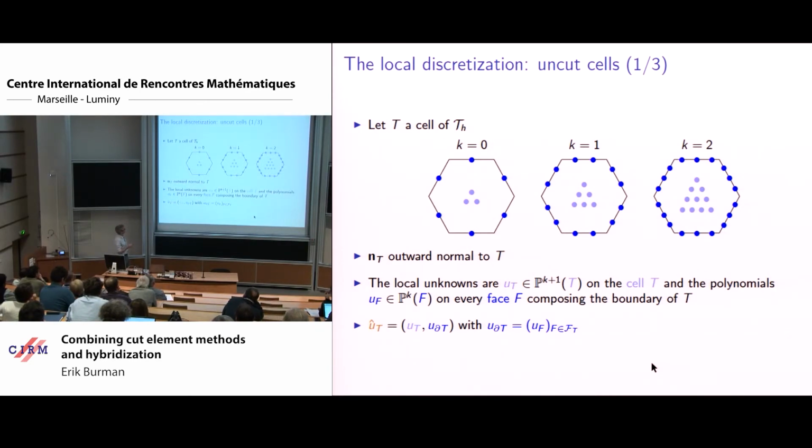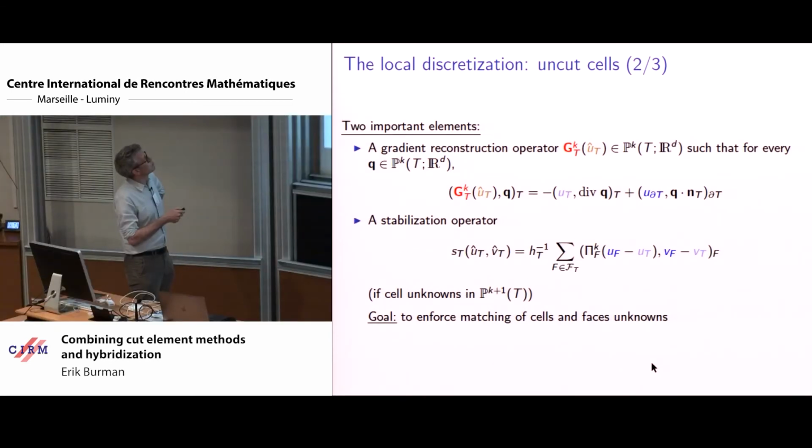Now here we have the same sketch of the cells with face unknowns and cell unknowns. In the uncut cells, we can use standard HHO, so we could have constant face degrees of freedom and constant inside the element as well. Introduce a normal, and we introduce some notation. This U hat combines the cell unknowns and the face unknowns. The idea is to reconstruct the gradient using this formula that we also saw yesterday, and a stabilization operator.